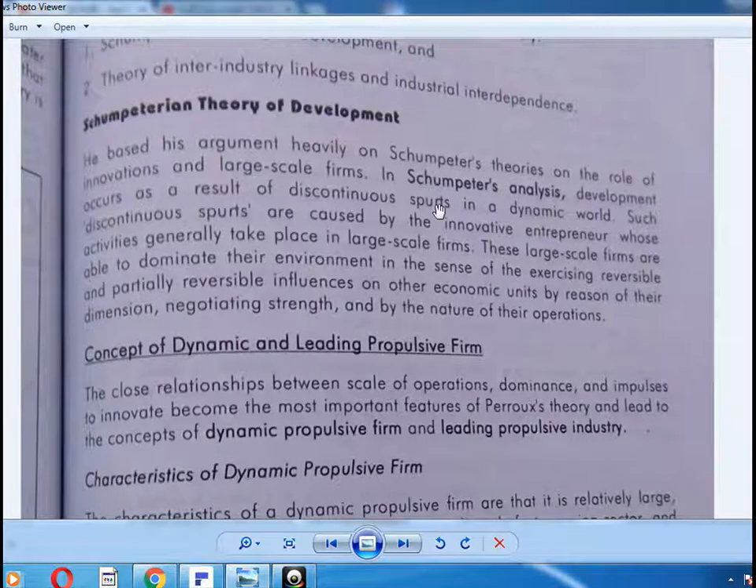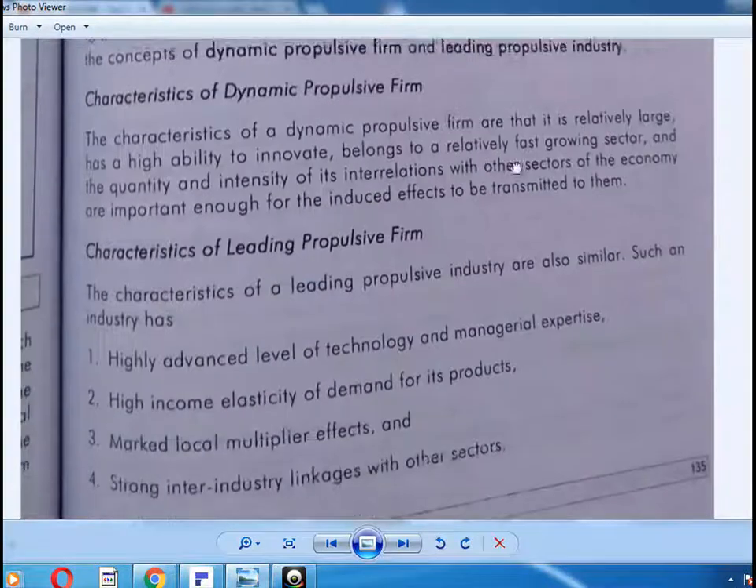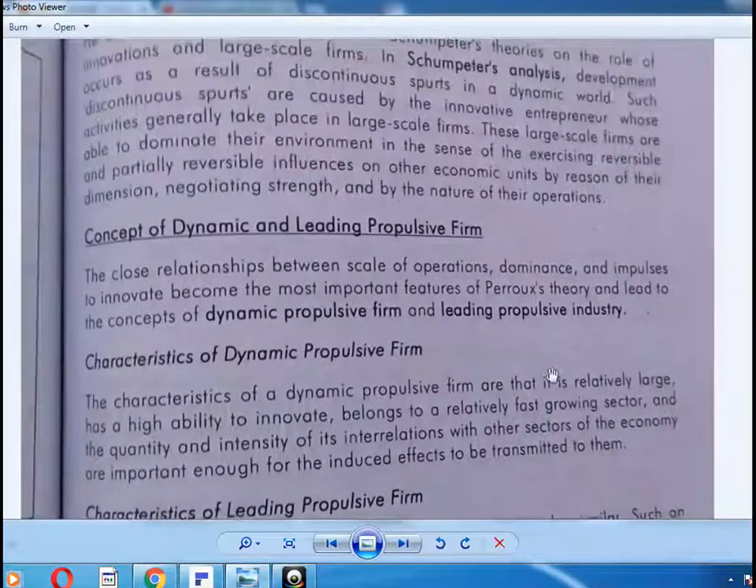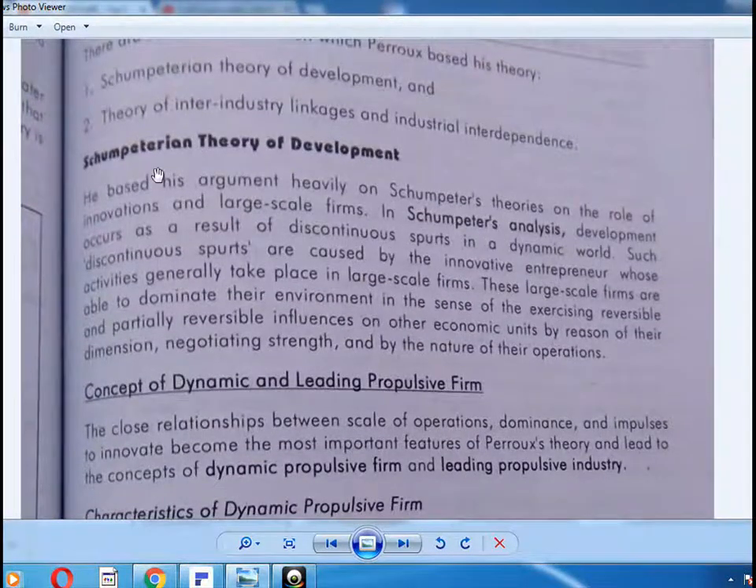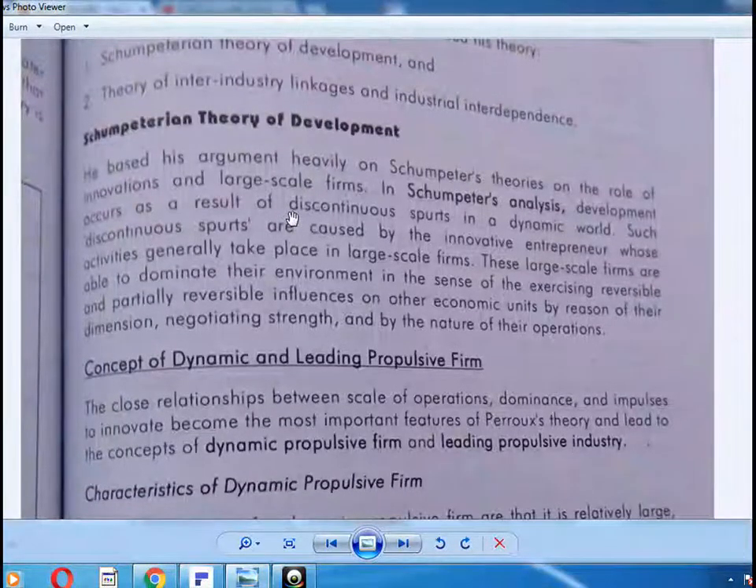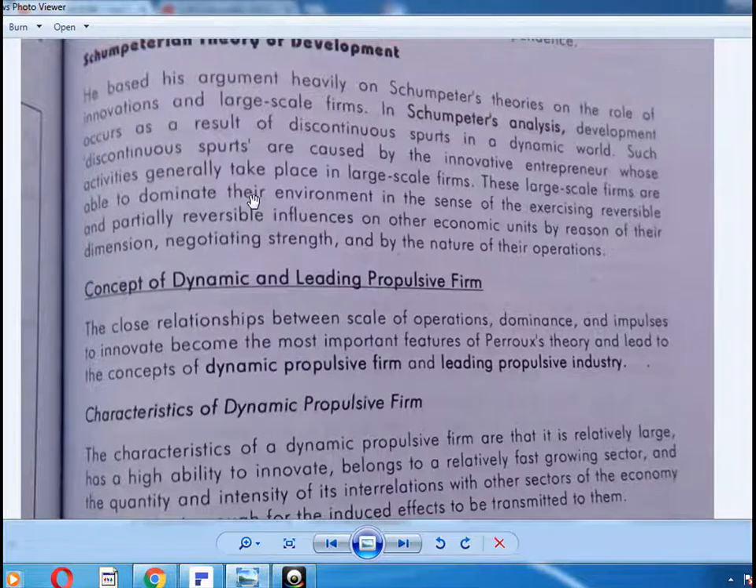So now we discuss the other theory, the Schumpeterian theory of development. He based his argument heavily on Schumpeter's theory on the role of innovations and large scale firms. In Schumpeter's analysis, development occurs as a result of discontinuous spurts in a dynamic world. Such discontinuous spurts are caused by the innovative entrepreneur whose activities generally take place in large scale firms.